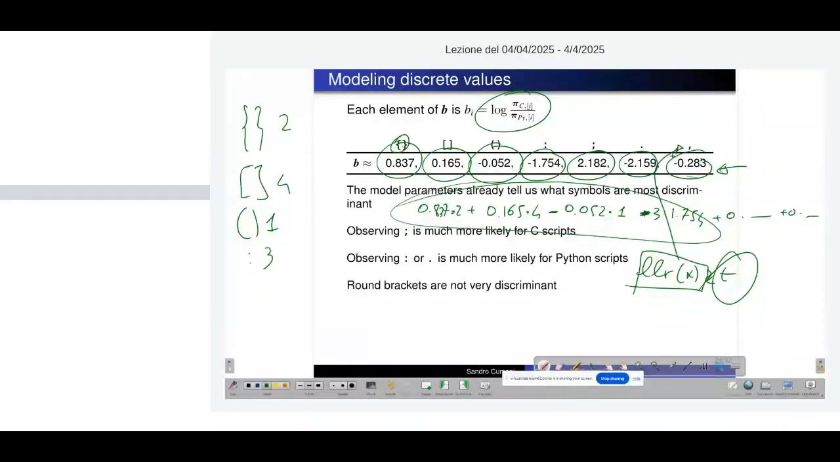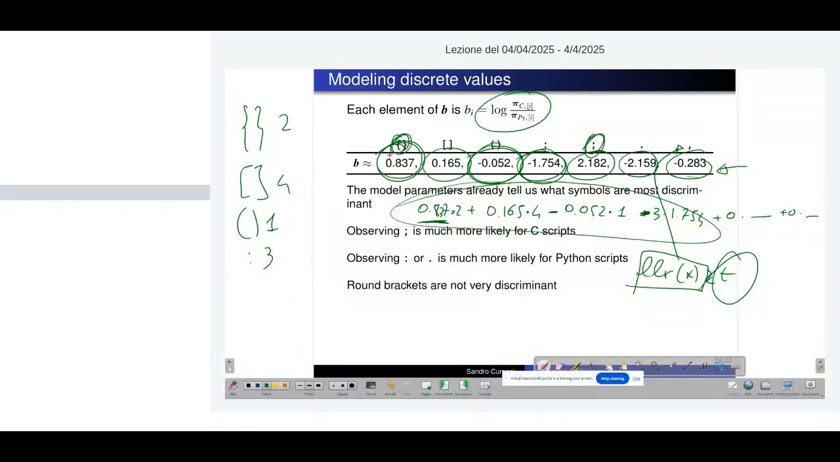We can see that we add positive values whenever we see curly brackets. Whenever we see round brackets, we add small negative values. For colon, we add large negative values. For semicolon, we add large positive values. What does it tell us? It tells us that these are discriminant characters.